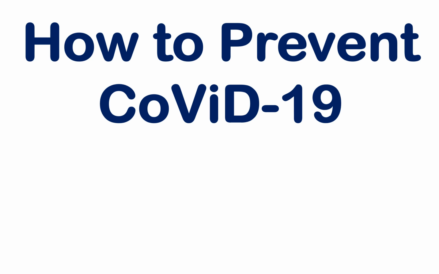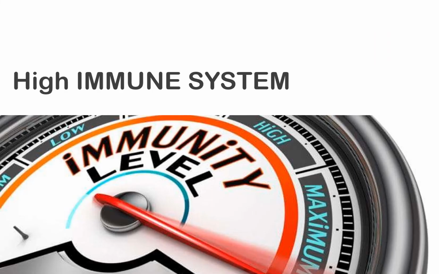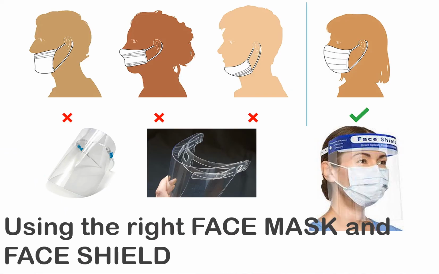Now let's go to the prevention of the disease. As what I had said, people with higher immune systems will fight off the disease virus better than those who have low immune systems. So we need to boost our immune system by taking vitamins, eating healthy foods, and living a healthy lifestyle. Another is by using the right face mask and face shield.